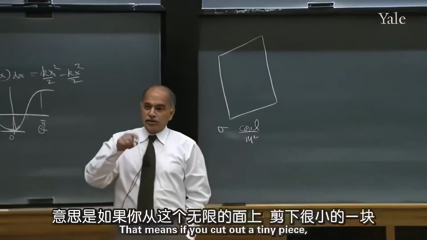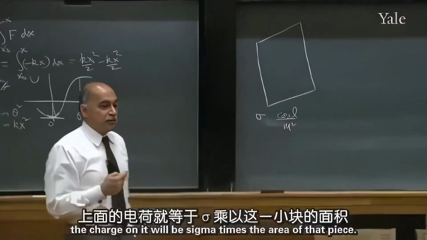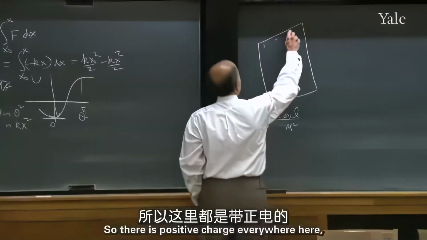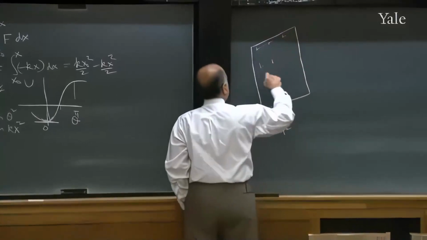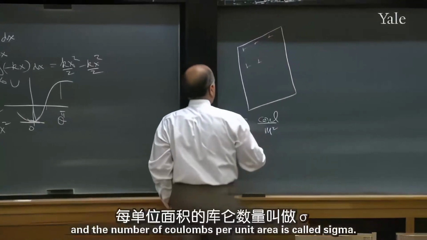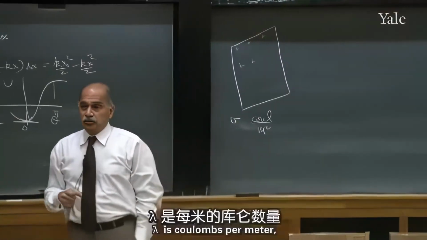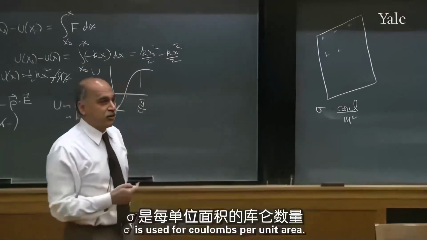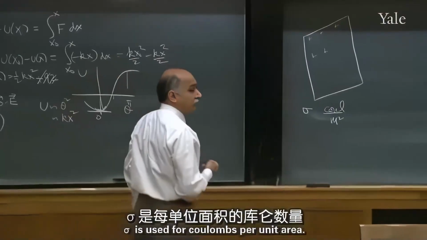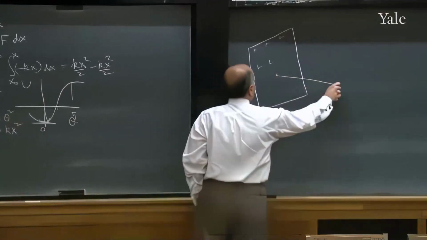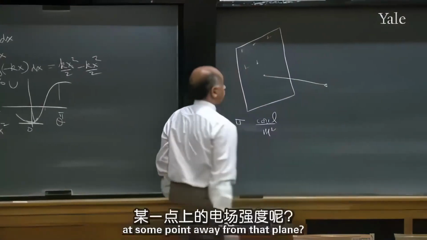It means if you cut out a tiny piece, the charge on it will be sigma times the area of that piece. So that is positive charge everywhere here. And the number of coulombs per unit area is called sigma. So these are standard. Lambda is coulombs per meter. Sigma is used for coulombs per unit area. And the question is, what's going to be the electric field at some point away from that plane?